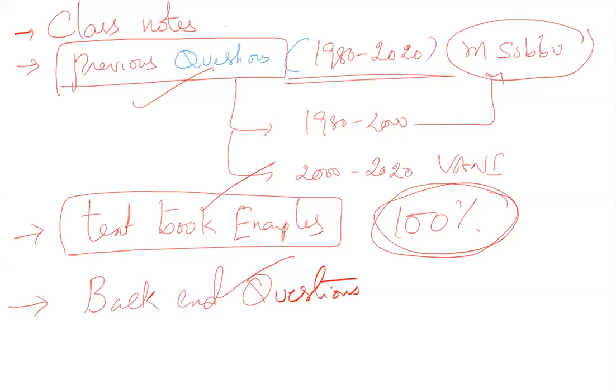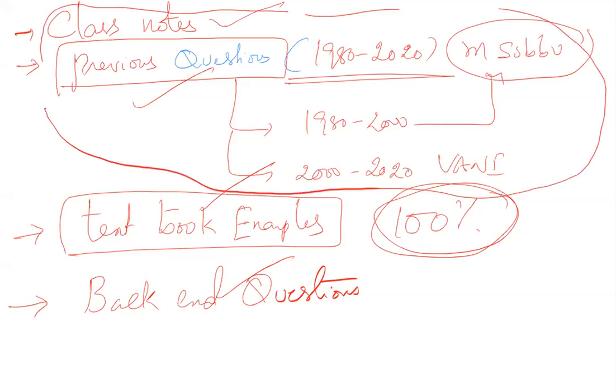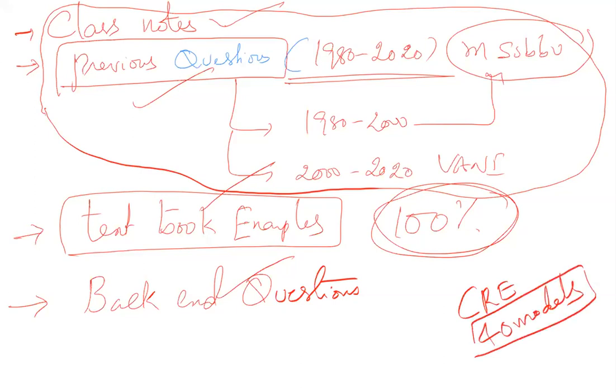So my first step will be class notes and previous questions. This should be the minimum preparation for the GATE exam. If you don't read this, do not go for the GATE exam, because this is the important step. Why am I saying previous questions? It is simple logic. Let's say the entire CRE has something like 40 models.